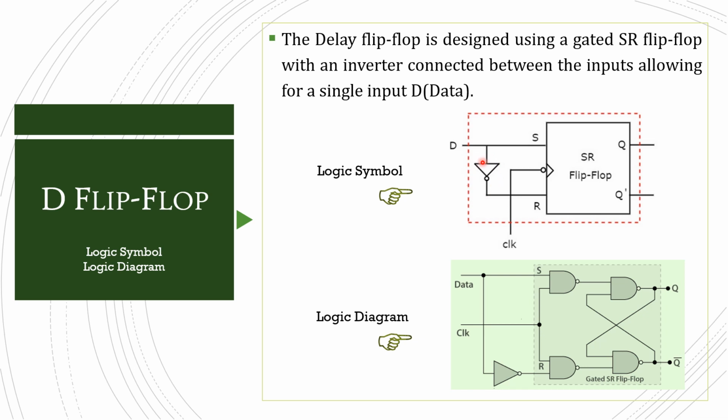Let's look into the logic diagram of the same. Here, as we said, we will have only a single input line. The S and R terminals of the steering gates of the gated SR flip-flop are tied by means of an inverter. So the data input line is connected to the S line, and to the R input line we are connecting the D complement. So by means of a gated SR flip-flop we can construct a D flip-flop by tying S and R with the help of an inverter.